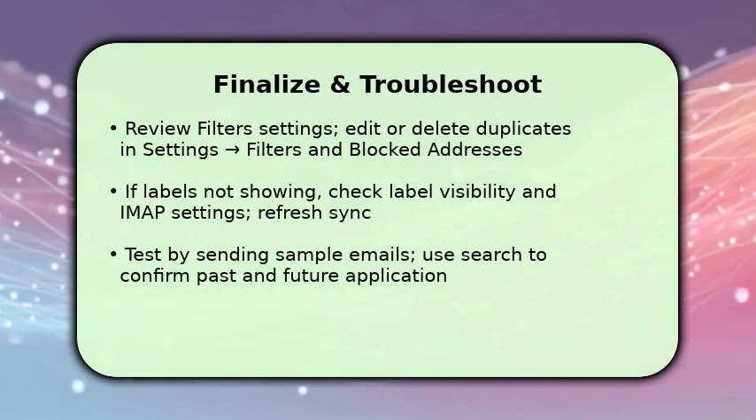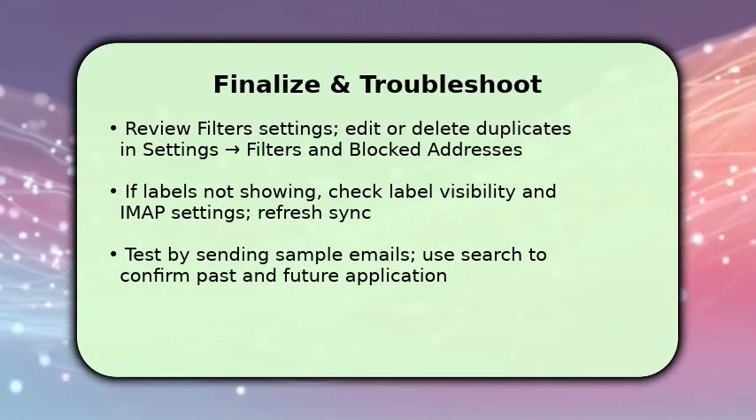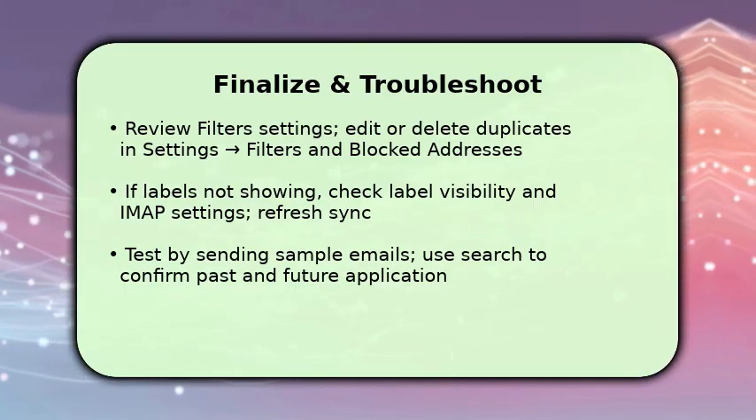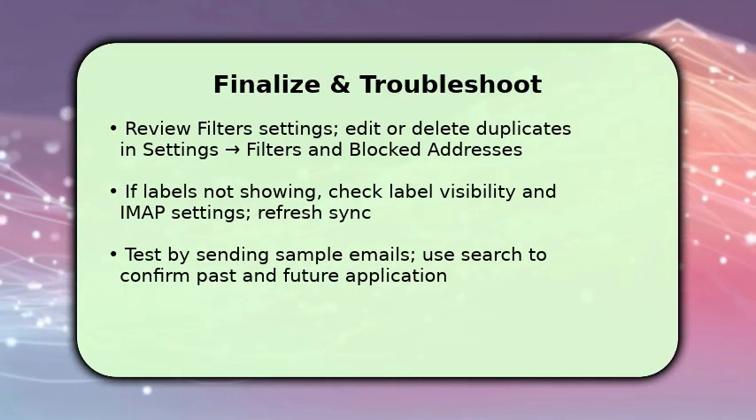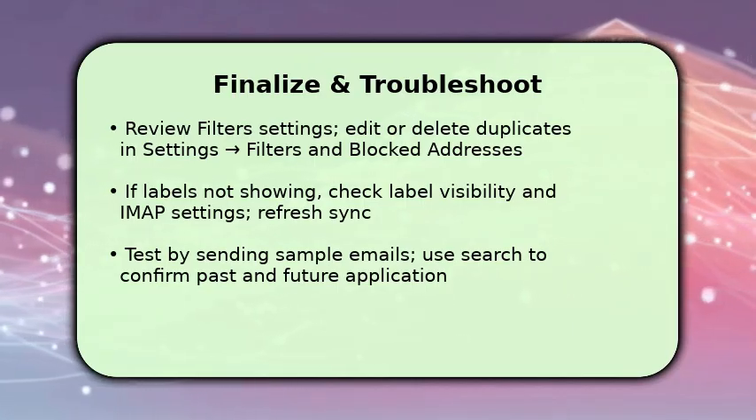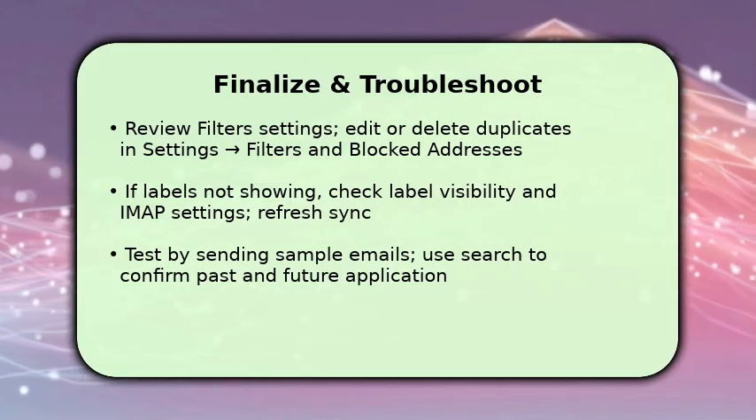To finish, review all filters in Settings > Filters and Blocked Addresses, and edit or delete duplicates that conflict. Once done, confirm label visibility in the left panel and check IMAP settings if labels don't sync to clients. Test your setup by sending sample emails that match and don't match the rules to verify behavior.